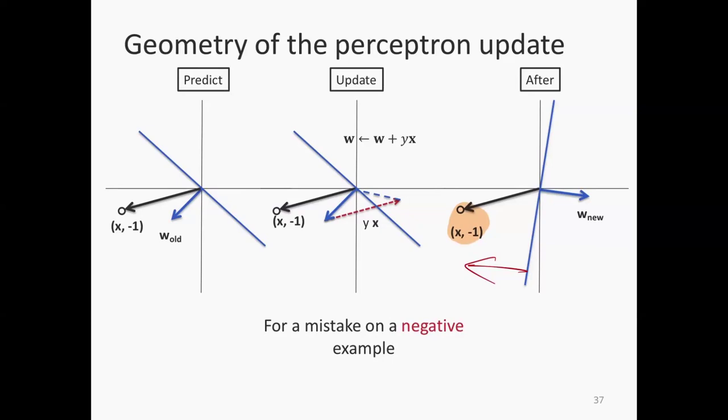So I think the question you're trying to ask is, what if the pluses and the minuses are not cleanly separated? Then we have no hope. The perceptron algorithm, the guarantee that you'll see, only applies if the data is linearly separable. If the data is not linearly separable, we have no hope.